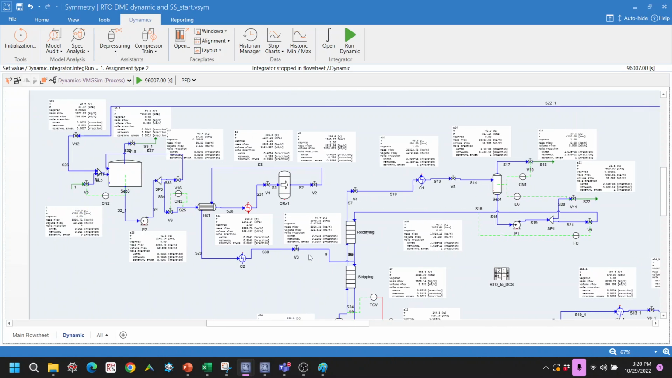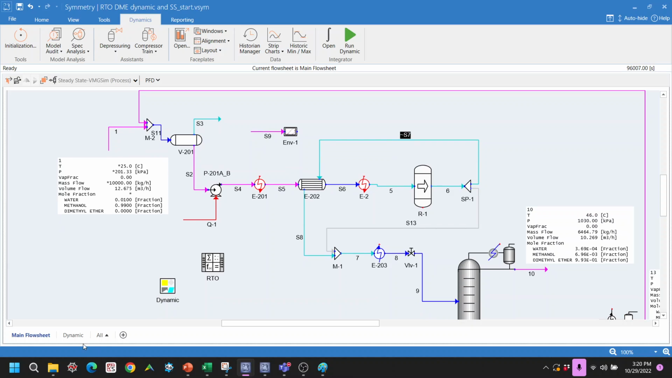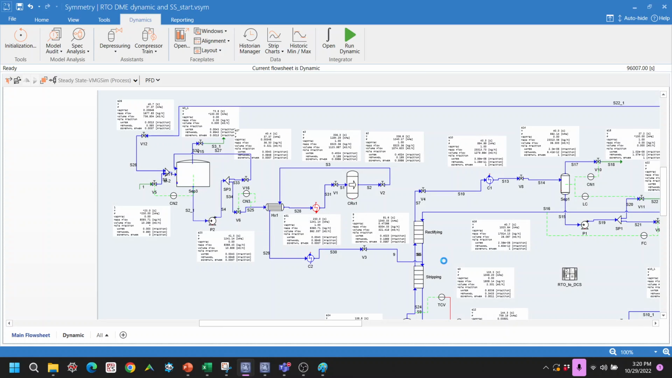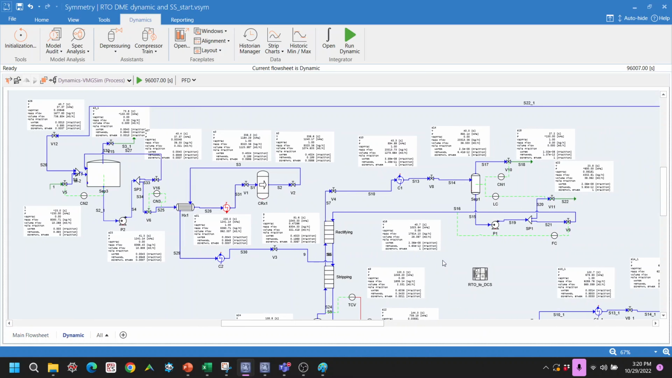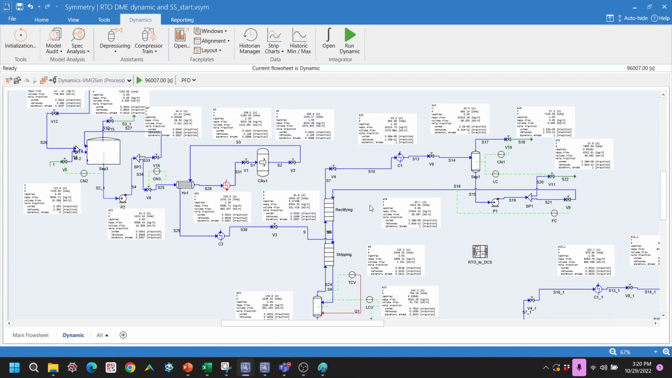I will show you the same setup in steady state. Assuming that this dynamic model is our real-life plant, and we have this data, I will run this again. I will run this in dynamic.